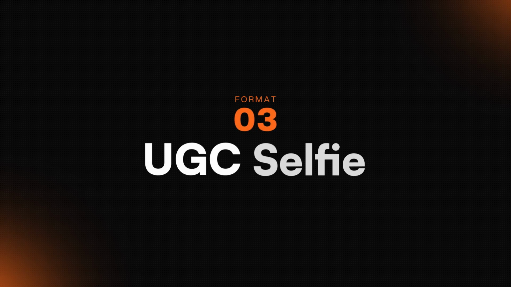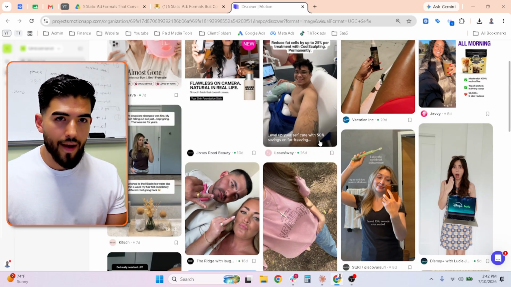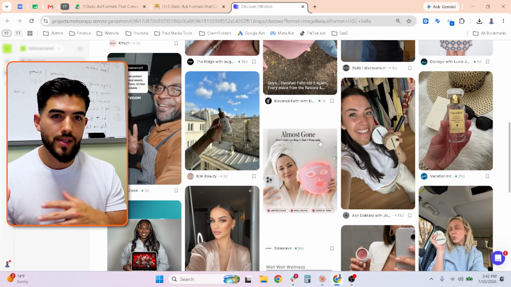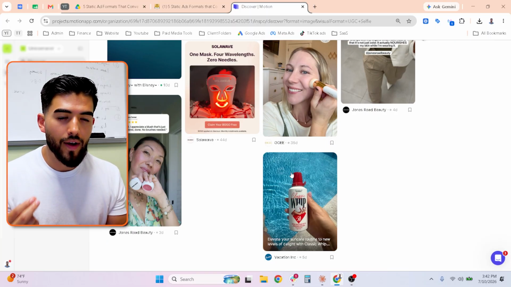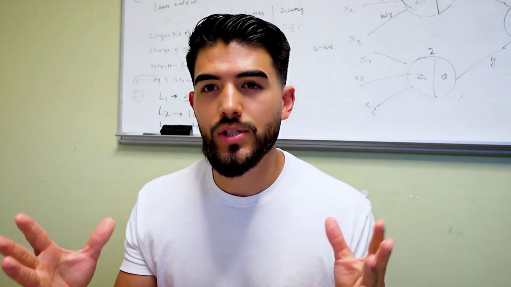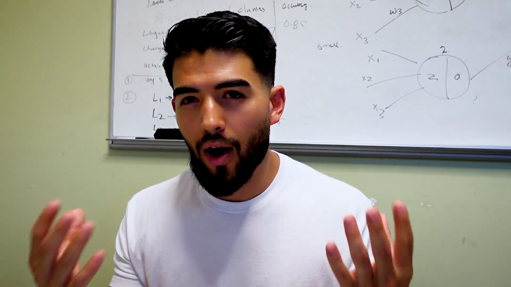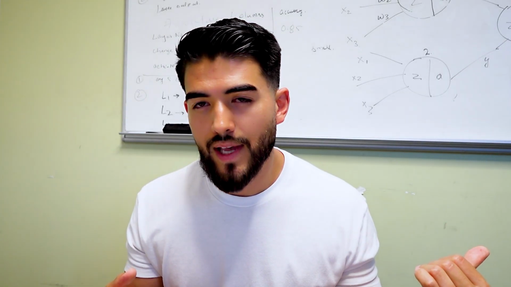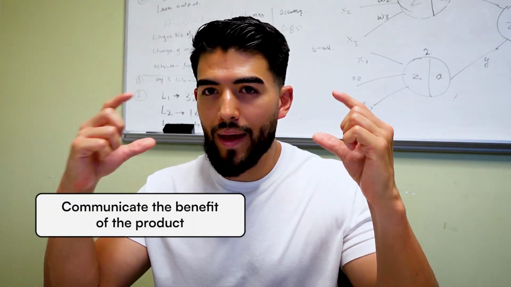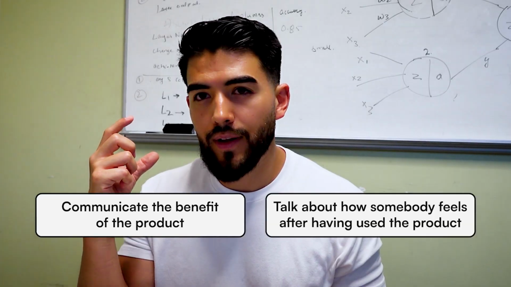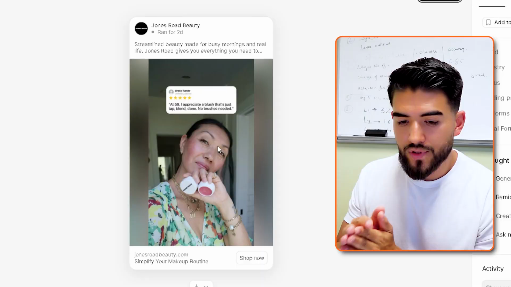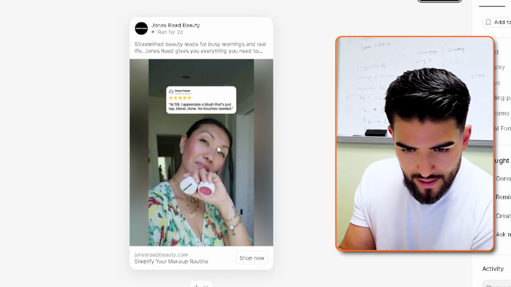And that is exactly why number 3 for the format that is crushing it right now is going to be a UGC style static ad. So I'm not going to regurgitate everything I just said about the post-it style format, but this one's going to operate very, very similarly. The only difference is usually these are not going to have an offer over them like the other post-it notes have. They're usually going to communicate the benefit of the product or talk about how somebody feels after having used the product. So this is probably one of the better ones in the examples I'm showing.